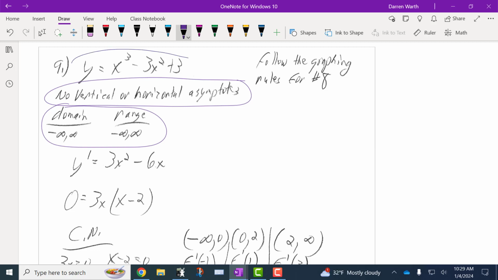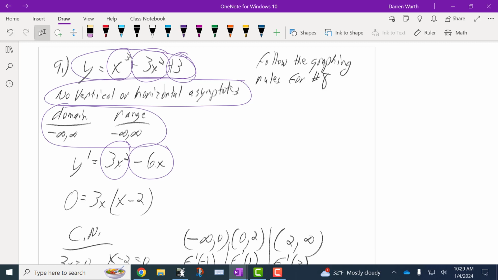So I'm going to take this equation right here, y equals x cubed minus 3x squared plus 3. Find this derivative. So derivative of x cubed is going to be 3x squared. Derivative of negative 3x squared is going to be negative 6x. And the derivative of plus 3 is going to be 0. I go and factor out a 3x out of this equation, and when I do that, I get 3x times x minus 2, set that equal to 0.